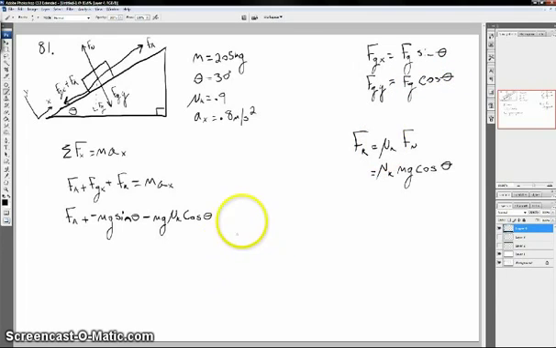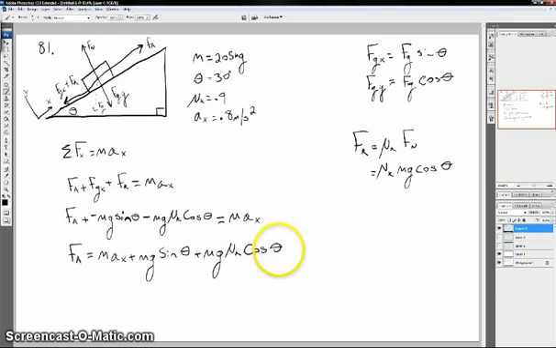Alright, so we can set that equal to mass times the acceleration in the x direction. If I solve all of this for the force applied, which is what I'm looking for, then I'll get mass times the acceleration in the x direction plus mass times gravity sine theta plus mass times gravity times the coefficient of kinetic friction times cosine theta. Right? And if I plug in all of the values for that, I'll get the answer to that problem.